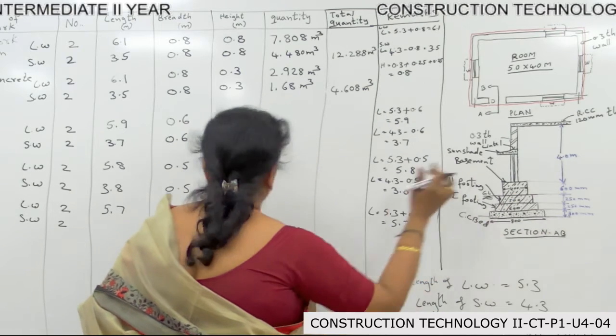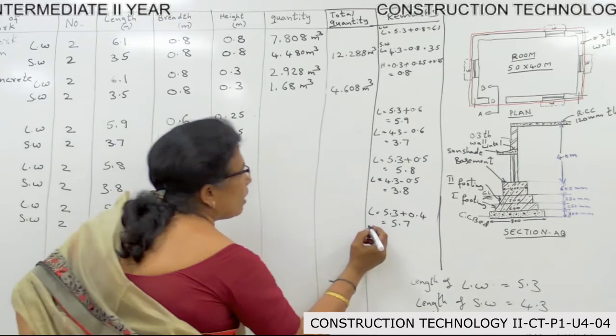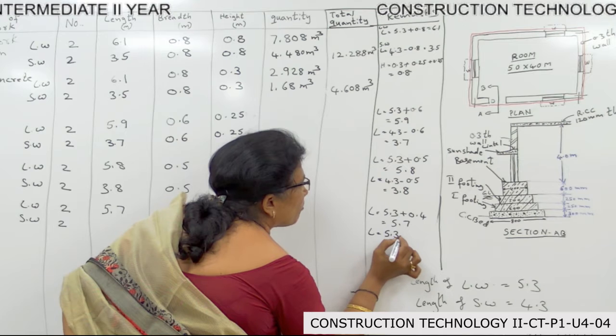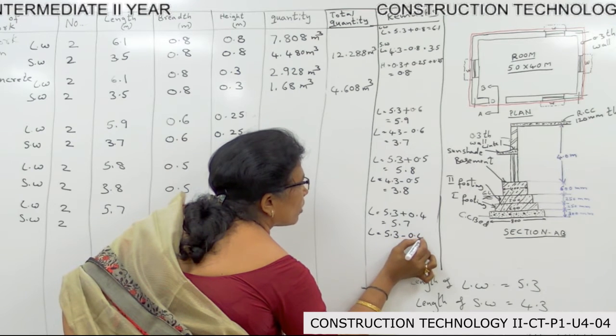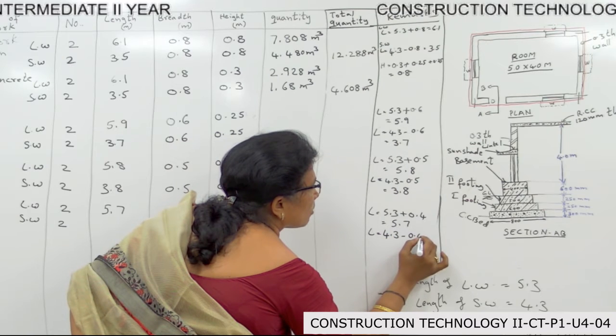5.7 and the width is 0.4. Height of the basement you take from here, this is the height of the basement, that is 0.6 meter. Now coming to short wall, same, whatever you are adding here, you deduct here.